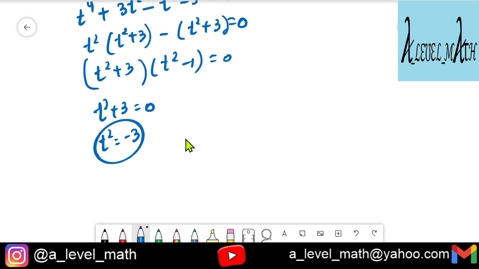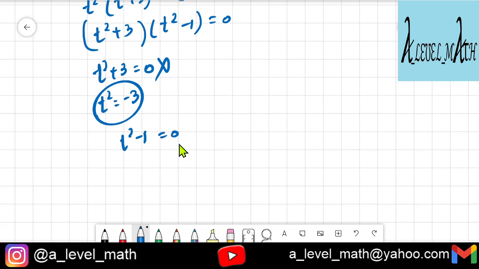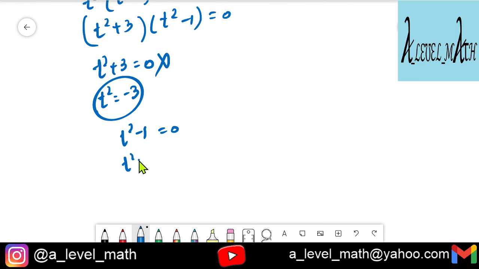Because there can be no real t for which if I square it I get some negative. Doesn't matter if you take some positive value or some negative value, you are never going to get a negative value when you square it. So this possibility is omitted out. So we have t square minus 1 is equal to 0. So t square is equal to 1 or t is equal to plus or minus 1. So this is the value of t, plus or minus 1.